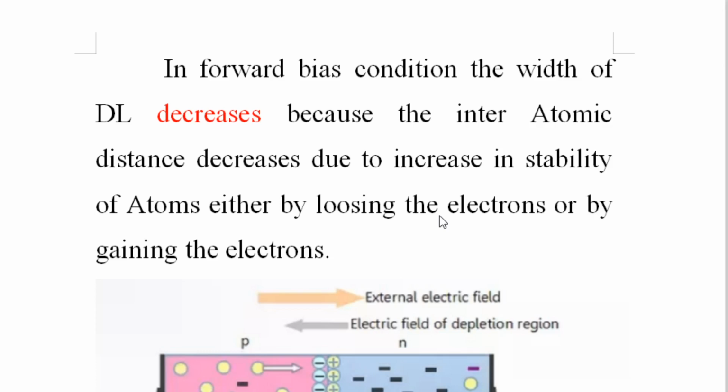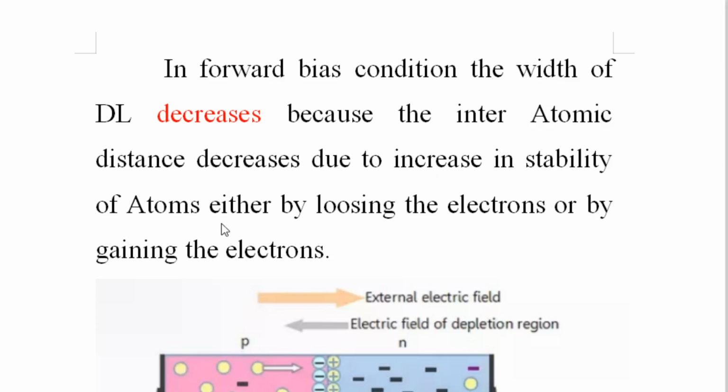Its octet is completed, the number of electrons in the outermost shell is fulfilled, then interatomic distance decreases. And now see, in forward bias condition, the width of depletion layer decreases because interatomic distance decreases. Why? Because of the increase in the stability of the atom.